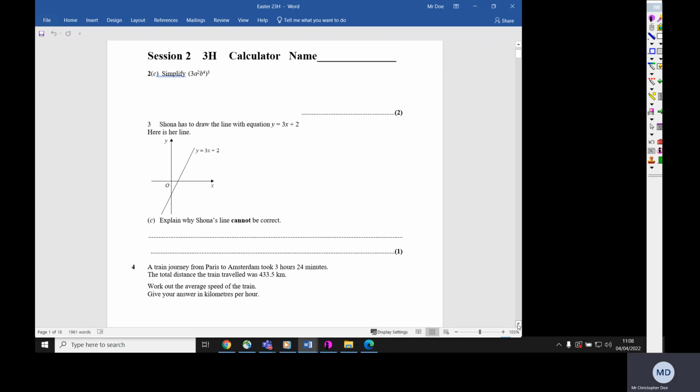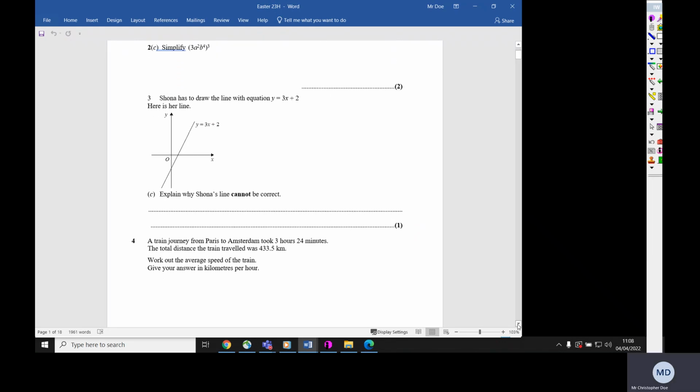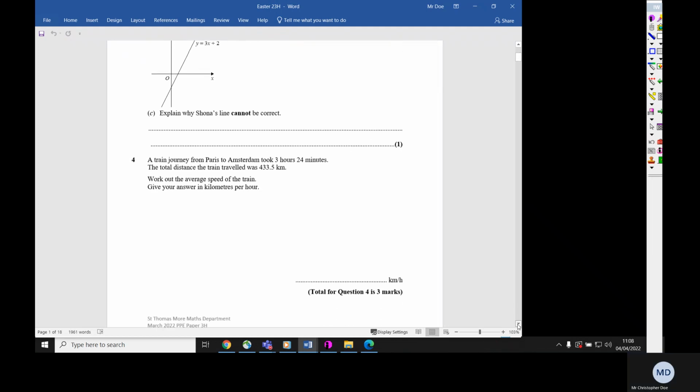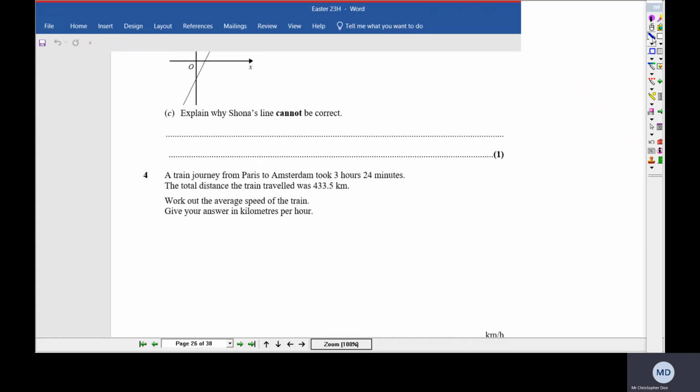Oh no, we must do question 4. Yeah, we've got a few starter questions. We've got to be getting question 4 right. I think I took question 4 as a personal insult that you didn't get it right. Question 4. Work out the speed of a train. We're going from Paris to Amsterdam, and we're going to do it in 3 hours, 24 minutes. So can we just do question 4 with a calculator?